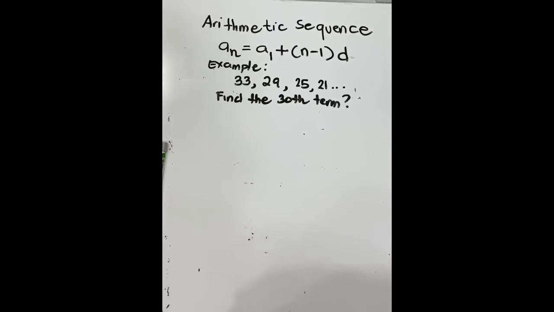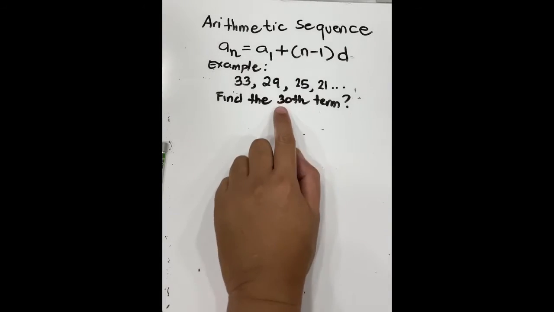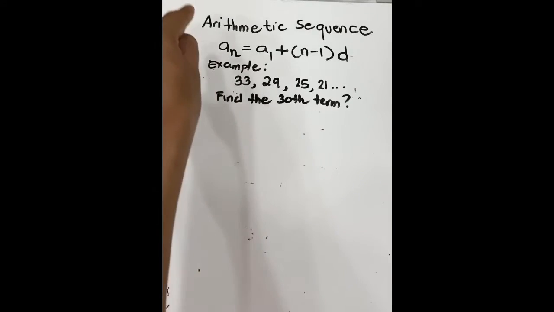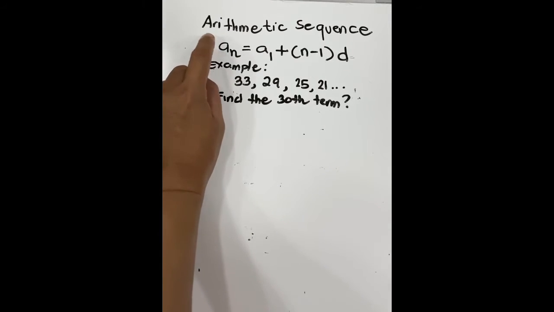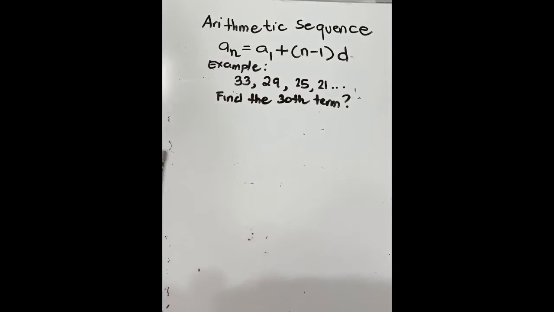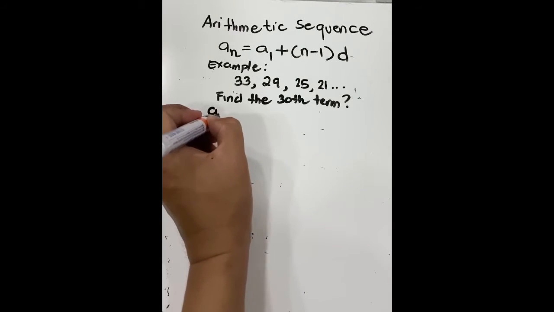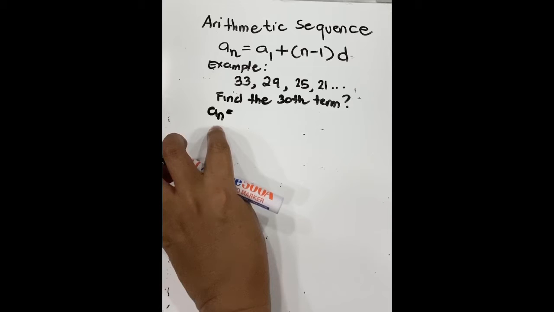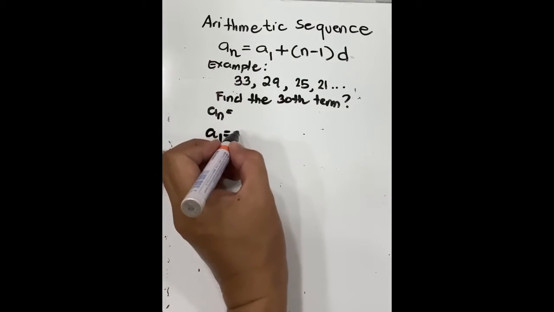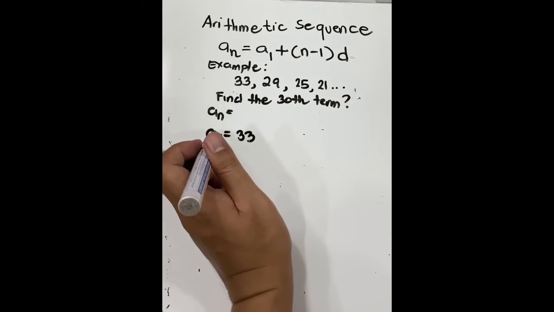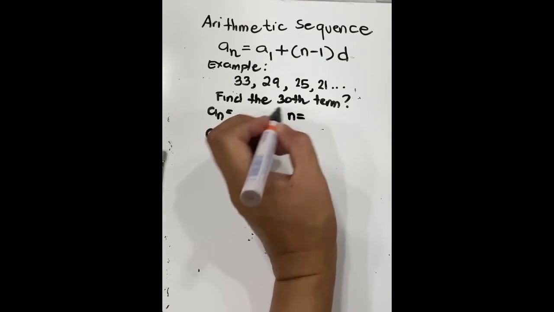Since 4 na terms lang yung nakalagay dyan, it is tedious, napakatrabaho kung ililista natin lahat ng terms hanggang marating natin yung 30th term. So all we gonna do is to use our formula. Since we will be using our formula, we need to find all the necessary information. So a sub n, so ito yung hinahanap nating term. A sub 1, that is the first term, which is 33. And then we have the n, or the number of terms.